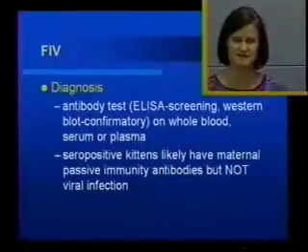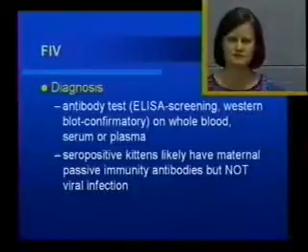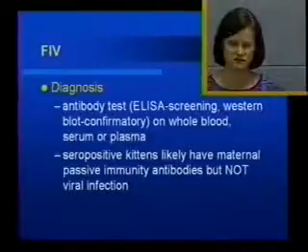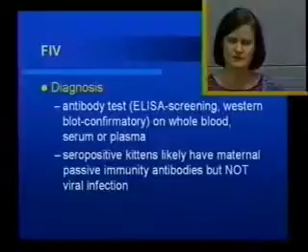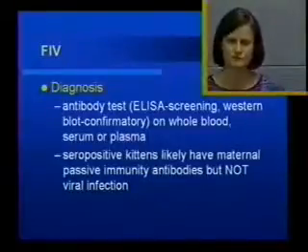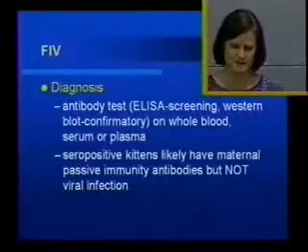Diagnosis of FIV is made by testing for antibodies. Because the virus level in the blood is too low to detect with an antigen test, and because exposure leads to infection for life, the antibody tests are very reliable. Typically in the clinic we'll use an ELISA screening test and then a Western blot at a reference lab to confirm infection, and these can be performed on whole blood, serum, or plasma.